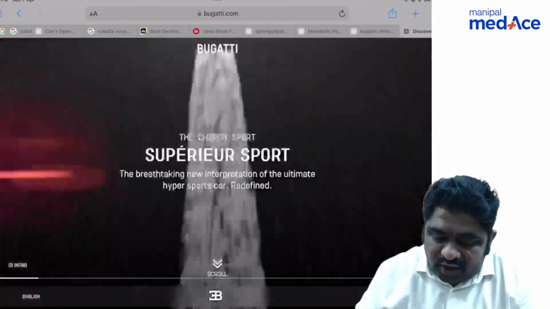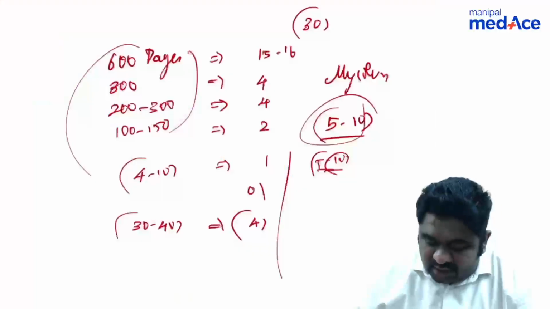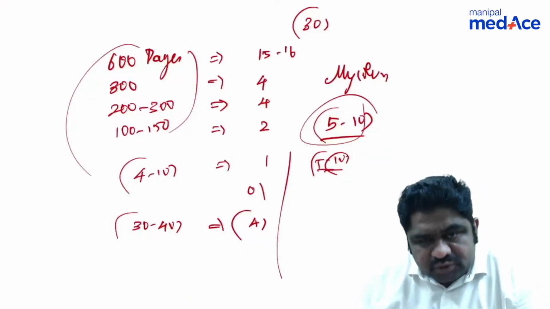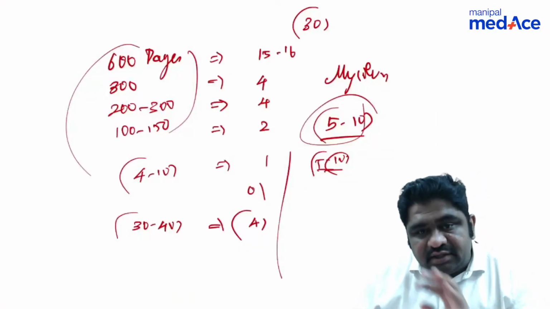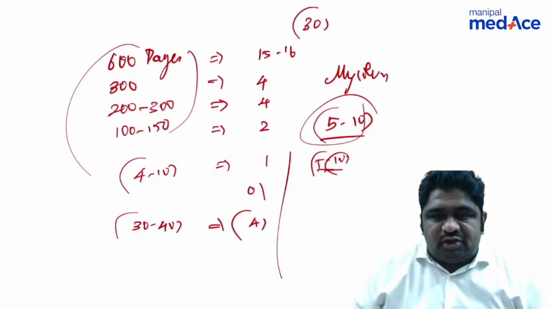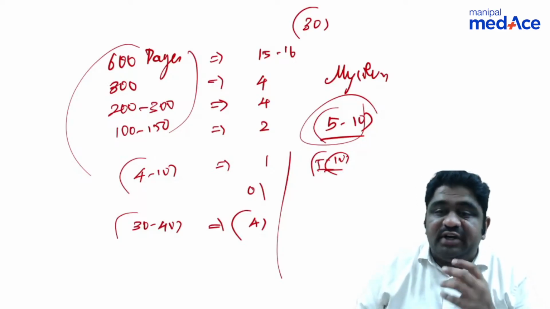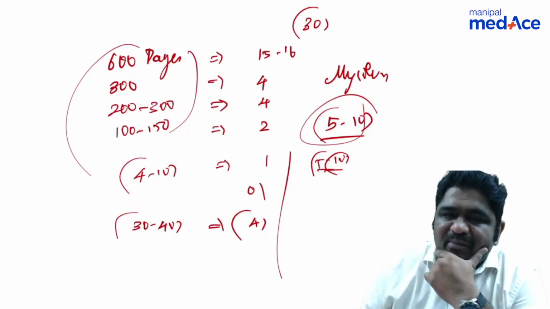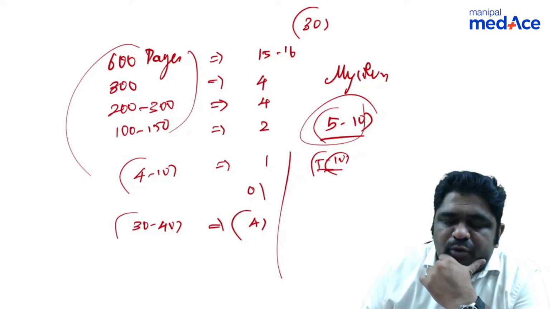It is Bugatti Chiron. And this is one of my most favorite cars on the planet. People ask you, what is your dream car? Why do they use the word dream car? Because you dream of owning it or buying it at some point of time.